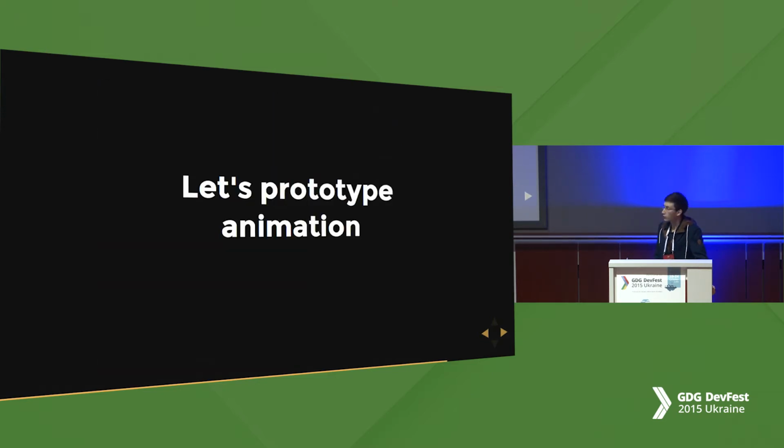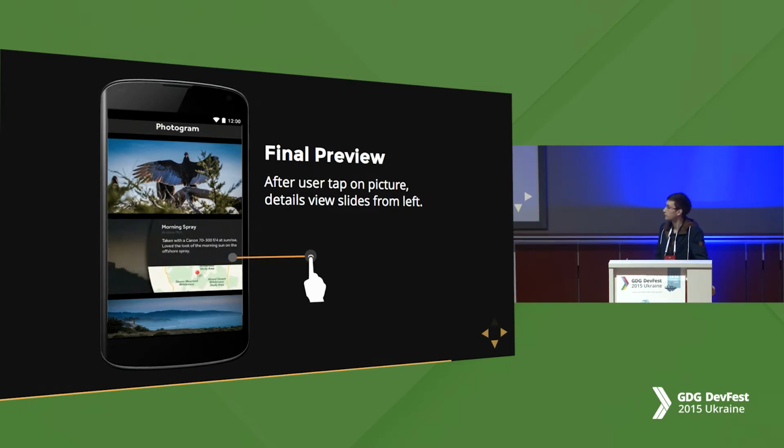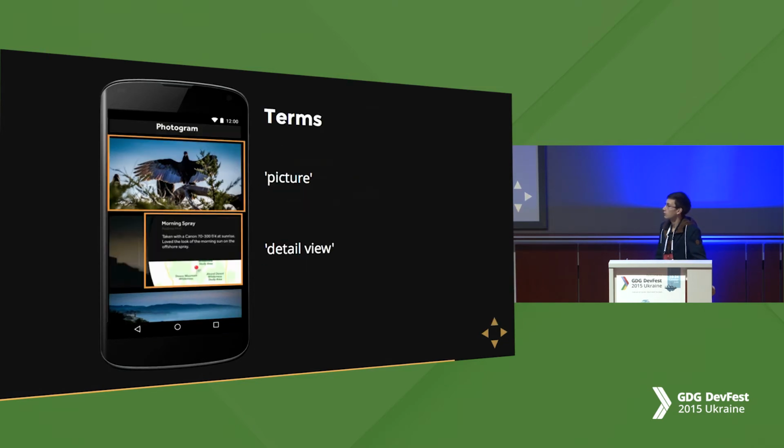So let's do a simple animation prototyping. A final preview of how our prototype will look. So when the user clicks on one of the list items, a detail view slides from the left. Terms which we will be using: this is a picture, and this is a detail view which slides from the left.